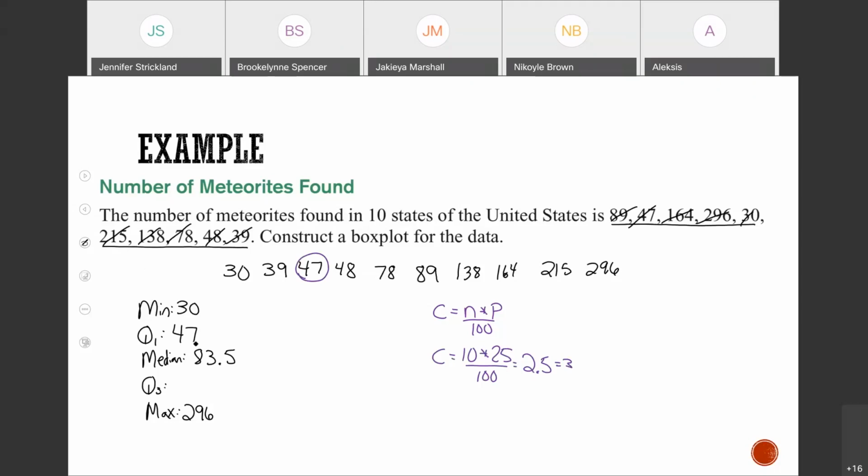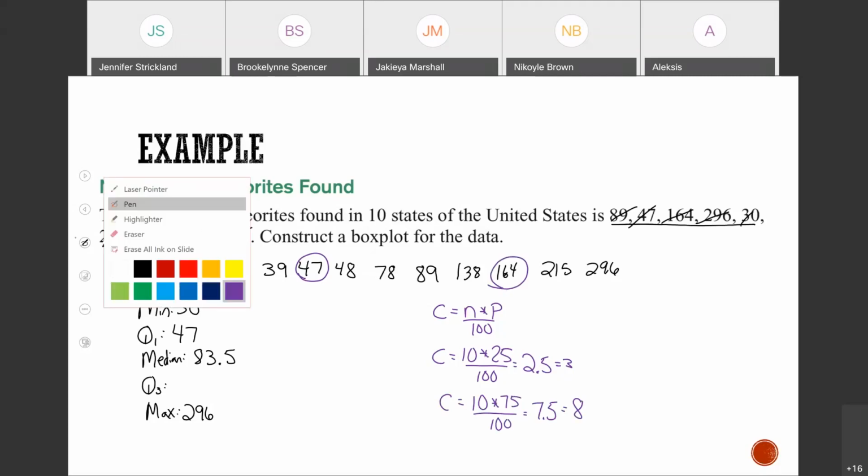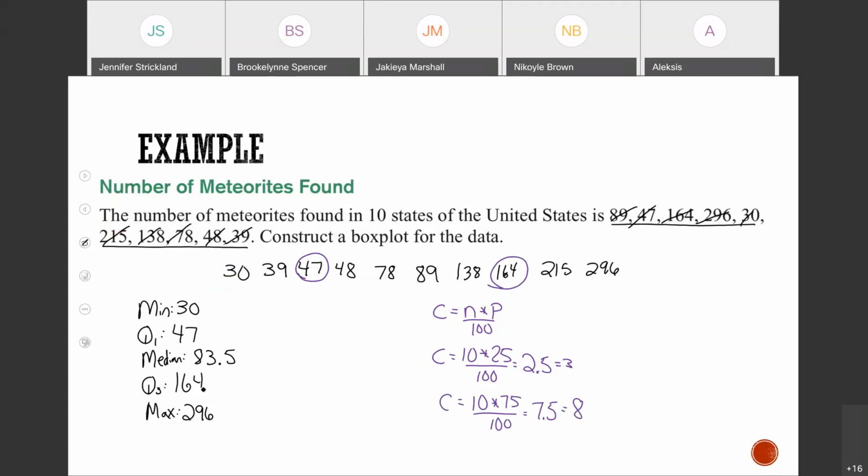Okay, and then we're going to do the same thing for the Q3, except we're going to use 75 instead of 25. So we'll say 10 times 75 over 100 is 7.5, which is 8. And the eighth number is 164. Good. All right. Anybody have a question with that? Sound okay with that? Okay.